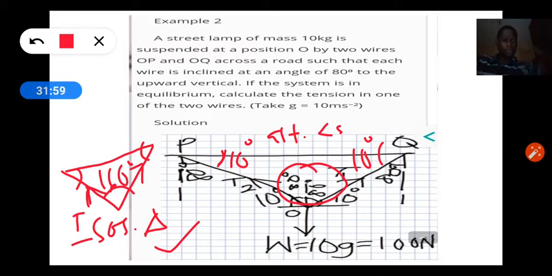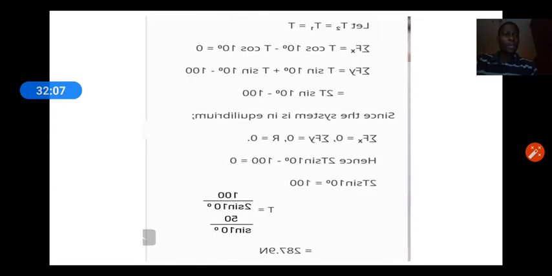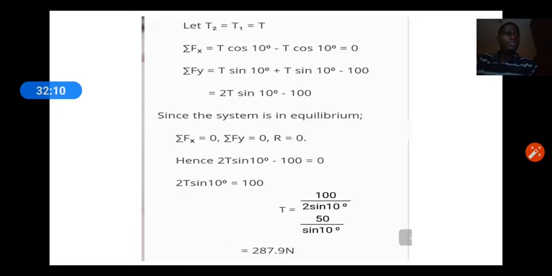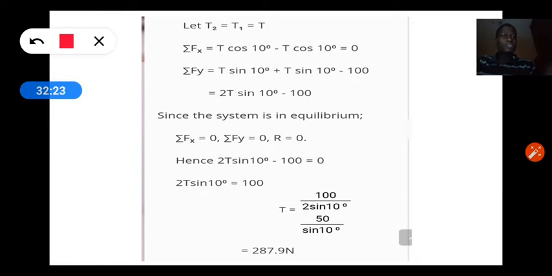So let's go further and solve our question as we round up this class after this particular example. Good. Let's look at that. Let T2 equal T1 equal T. I'm trying to show you, from what I established in my last slide using the isosceles triangle, that the two are equal. Okay, what will be the summation of my Fx?